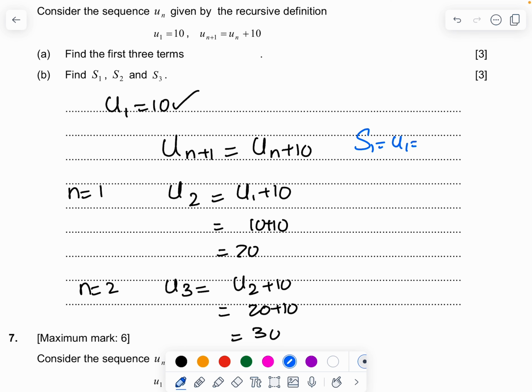Then find S1, S2, S3. S1 is u1, which is 10. S2 is u1 plus u2, which is 30. S3 is u1 plus u2 plus u3, which is 60.